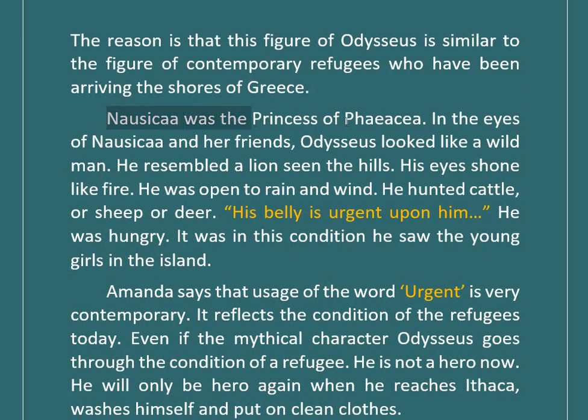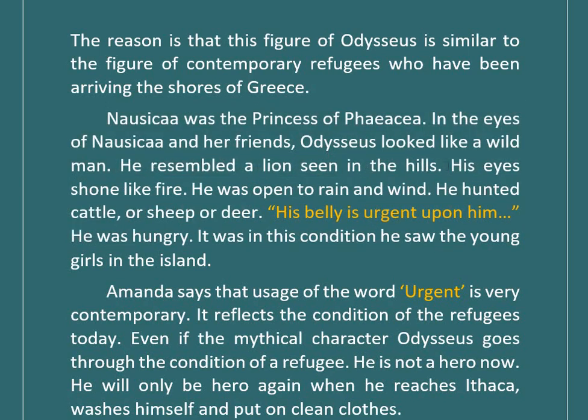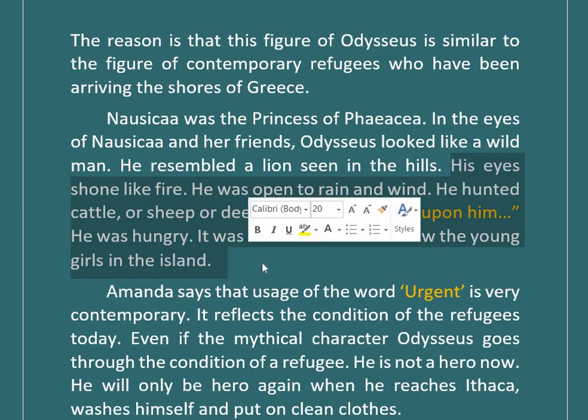Nausicaa was the princess of Phaeacia. In the eyes of Nausicaa and her friends, Odysseus looked like a wild man. He resembled a lion seen in the hills. His eyes shone like fire. He was open to rain and wind. He hunted cattle or sheep or deer. His belly is urgent upon him. He was hungry. It was in this condition that he saw the young girls on the island.